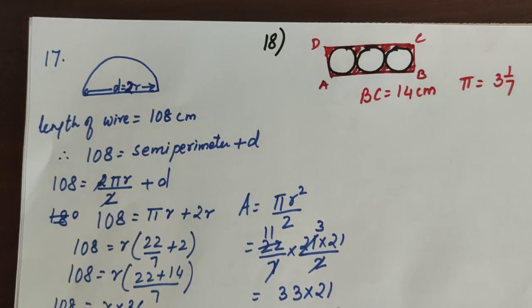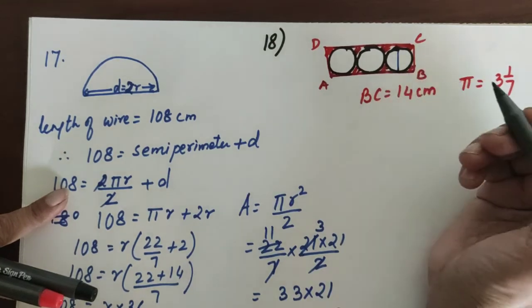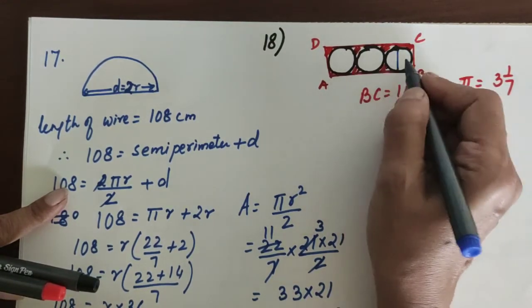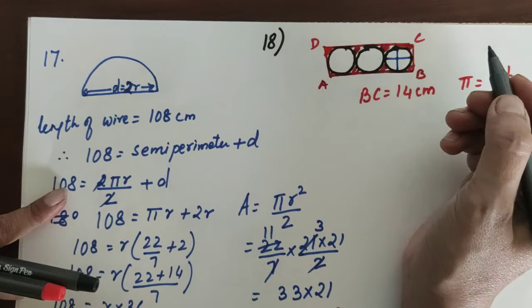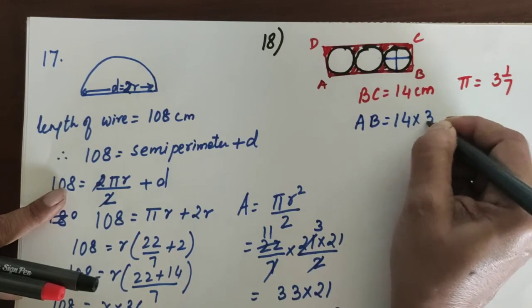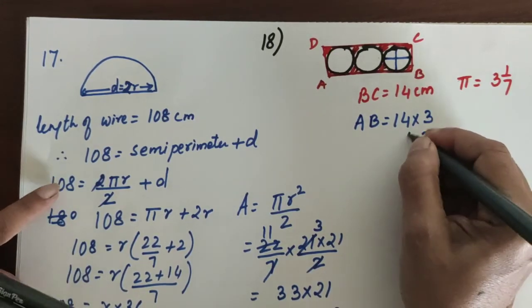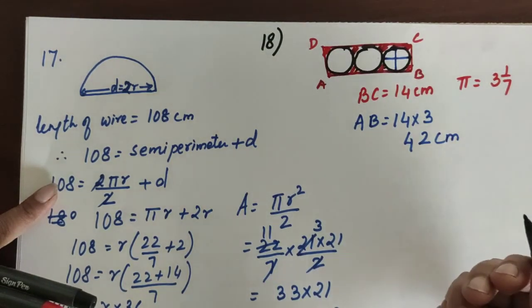So how do we go about it? What we need to do is first find the area of the rectangle, then find the area of the 3 circles and subtract them. Now if BC is given as 14, it means the diameter of the circle is 14. One circle is 14. So there are 3 circles, so this side, this much is also 14 from here to here. So 14 into 3 will give you the length of AB. So AB is equal to 14 into 3. So 3 4s are 12, 42 centimeter is 14 into 3 is 42 centimeter.